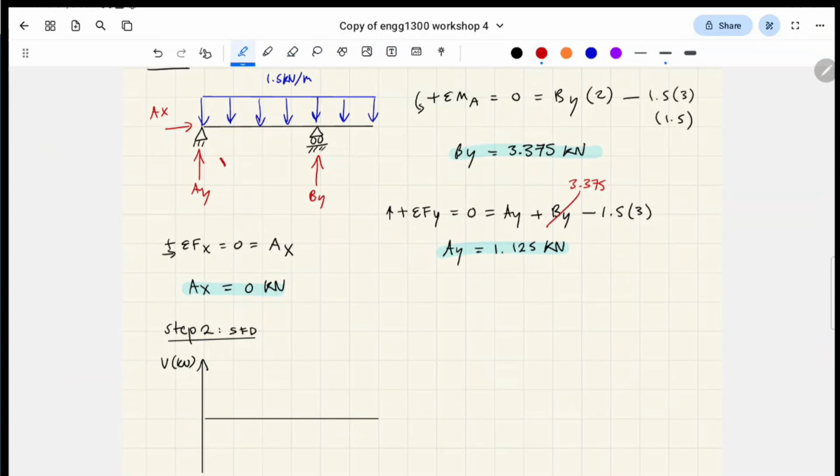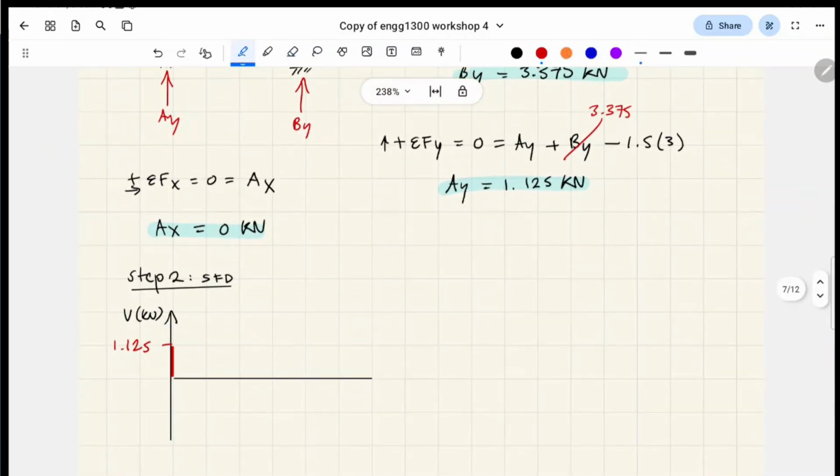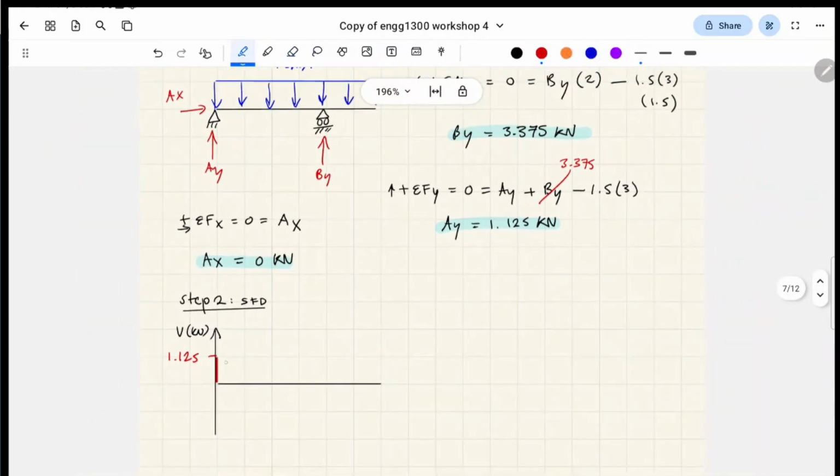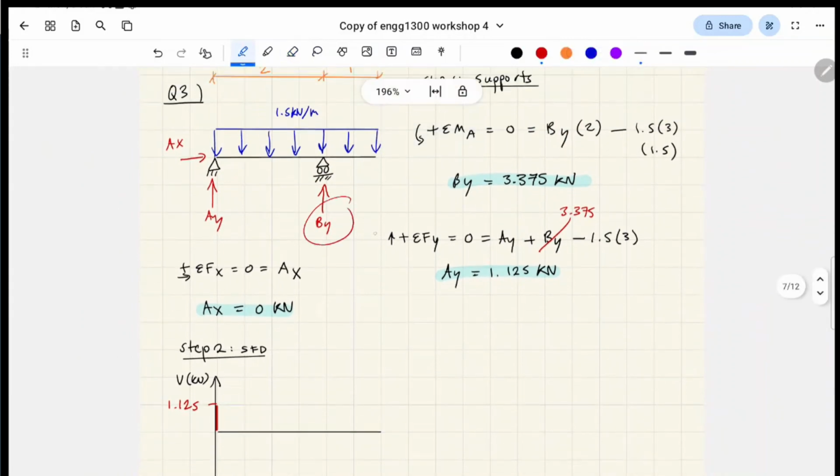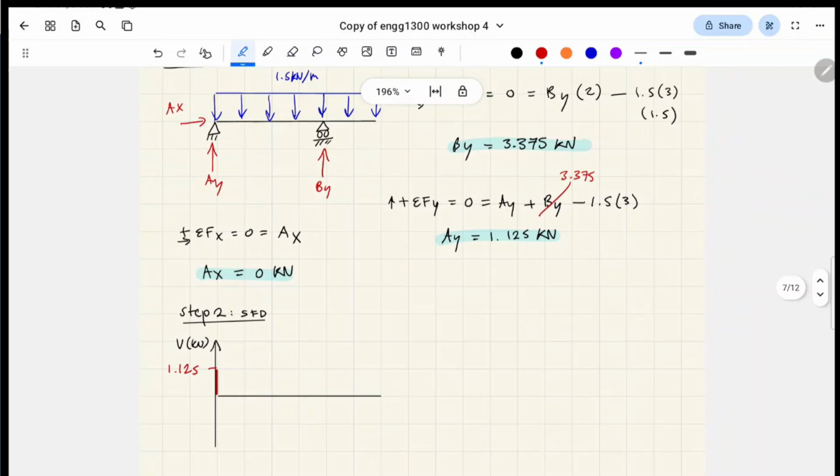AY is 1.125, and so it goes up by 1.125, like this. And now, because we have a uniformly distributed load acting downwards over the run of this beam, it's going to go down like this before reaching point B. And how much does it go down by?